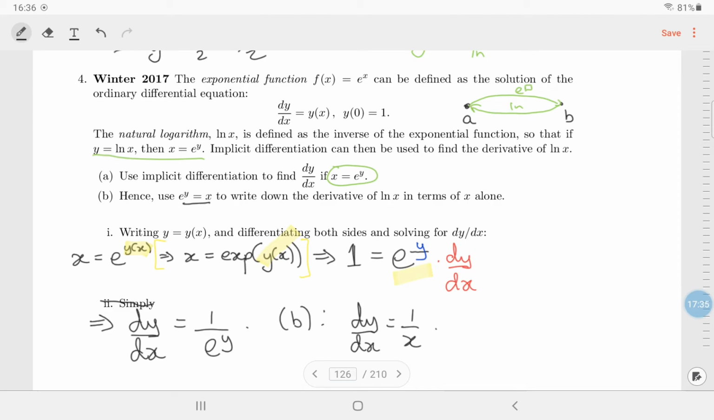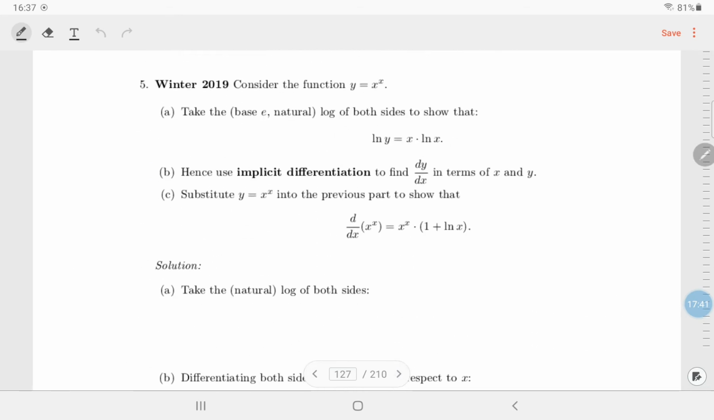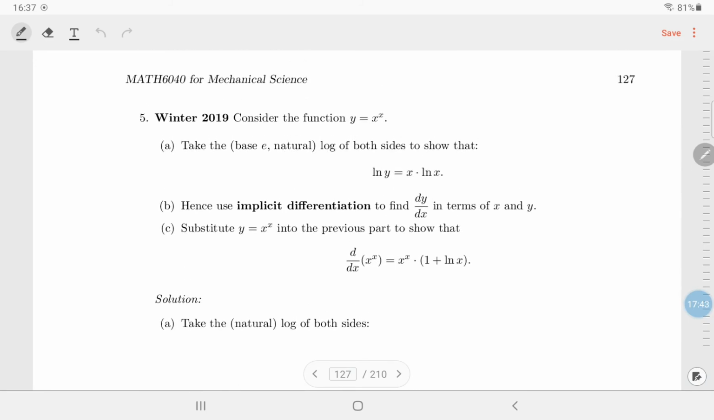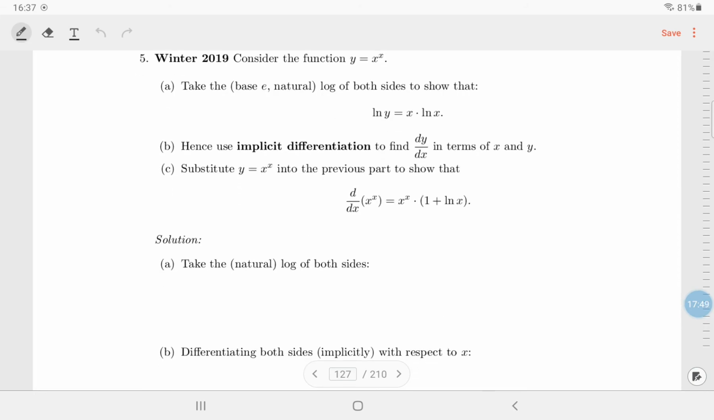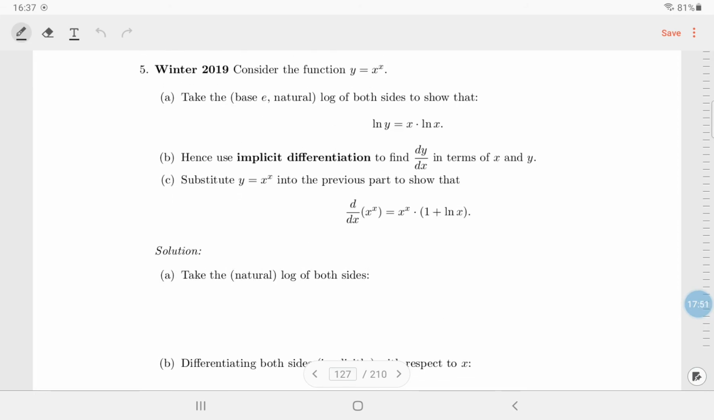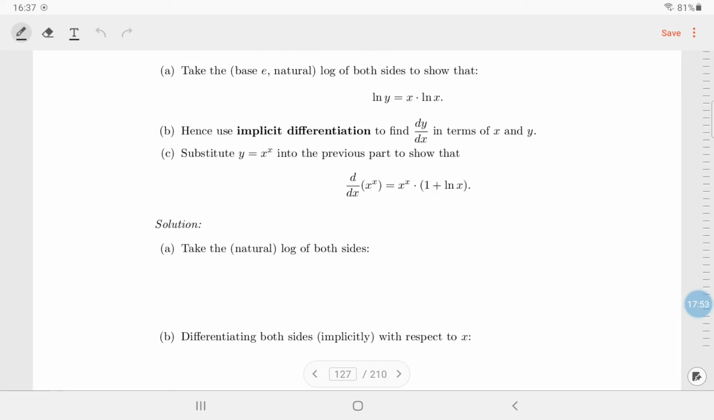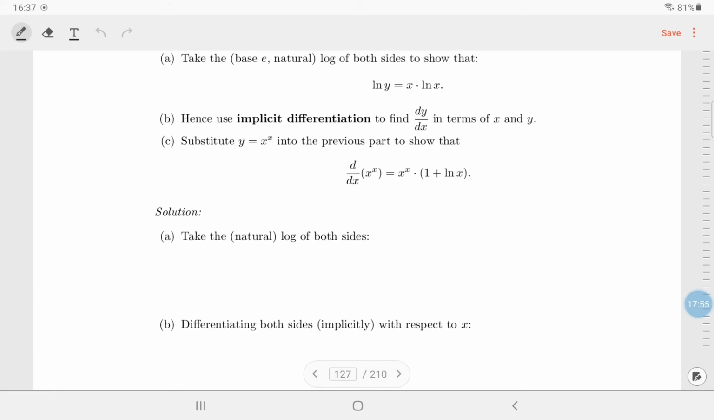Okay, it's difficult stuff. There's no two ways about it. We'll do another example like that one. So consider the function y equal to x to the x. And then what we're going to do is take the log of both sides to show this, then use implicit differentiation, and then substitute in y equal to x to the x to finish off.